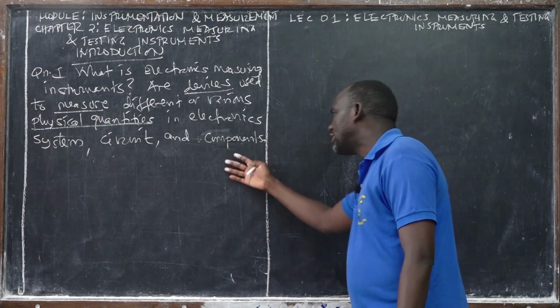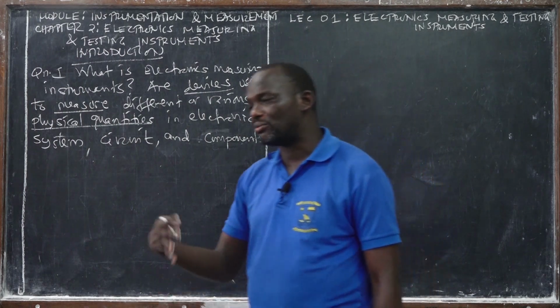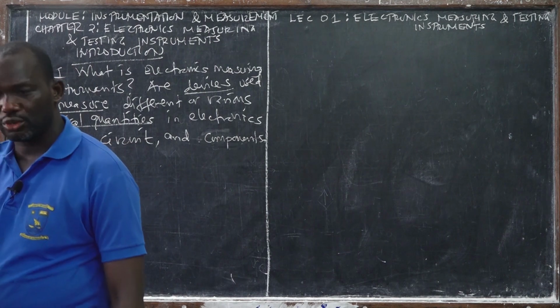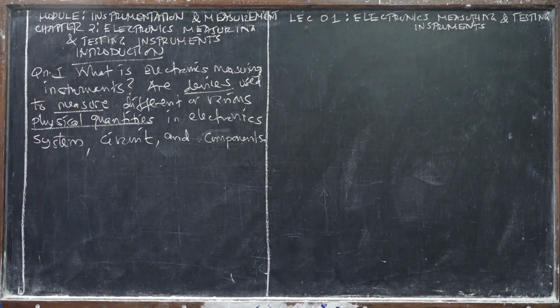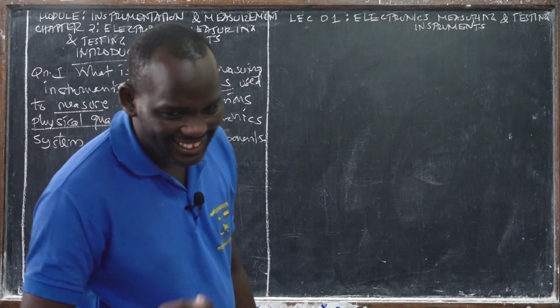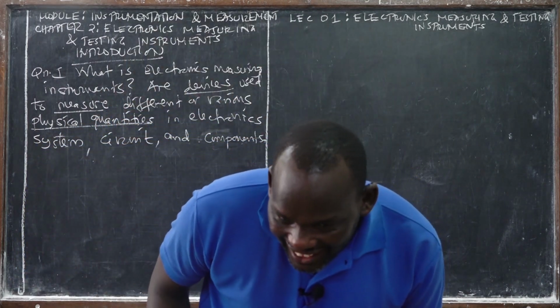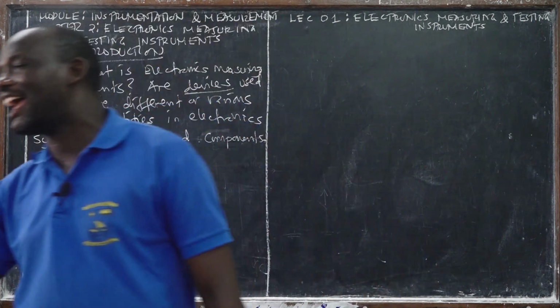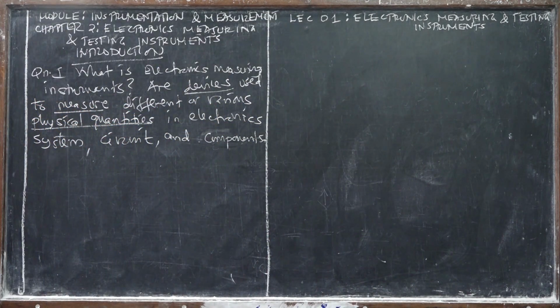When you talk about components, just like a resistor, some measuring instruments we use to measure the physical quantities across electronic components, such as resistor, inductor, capacitor, diodes, transistor, thyristor, MOSFET, another electronic component, amplifier, logic gates, etc.